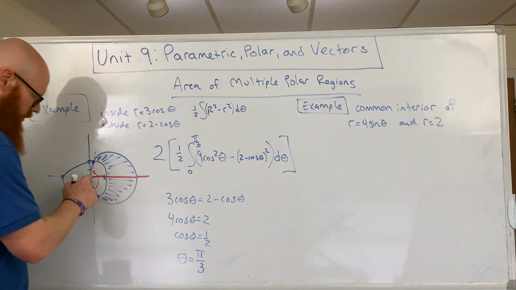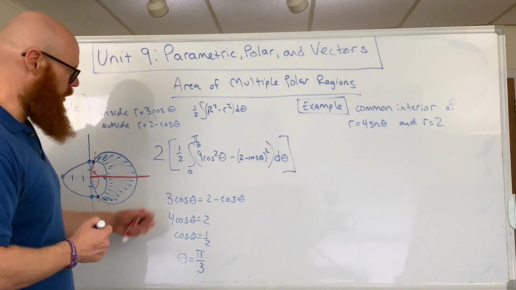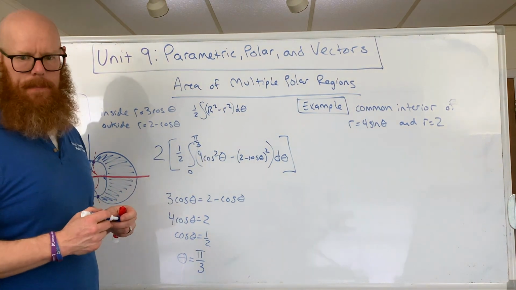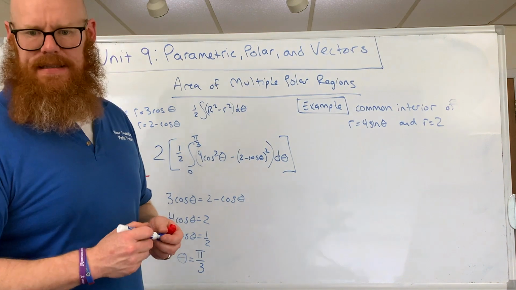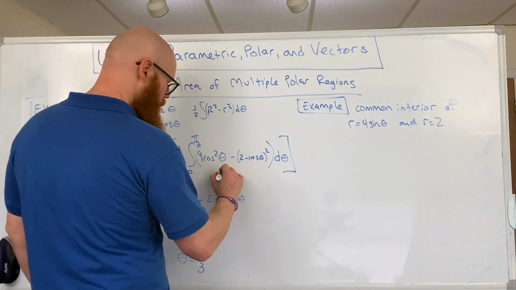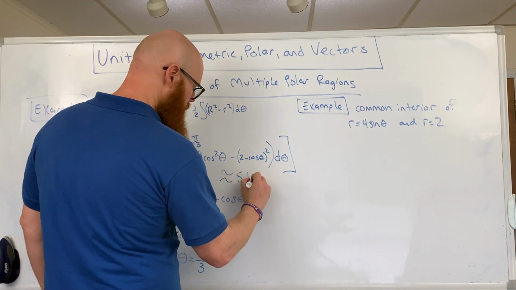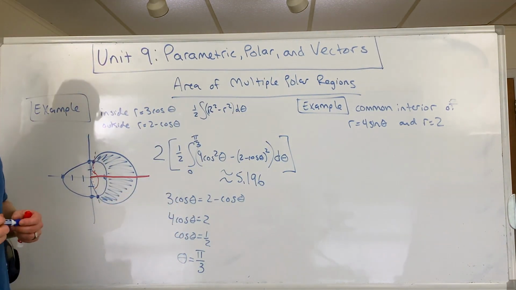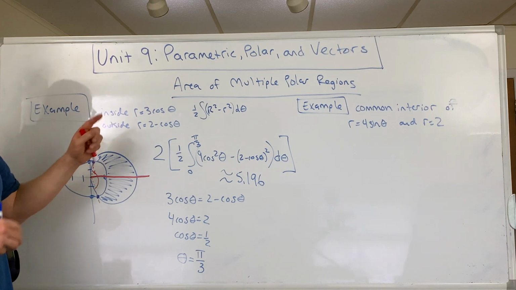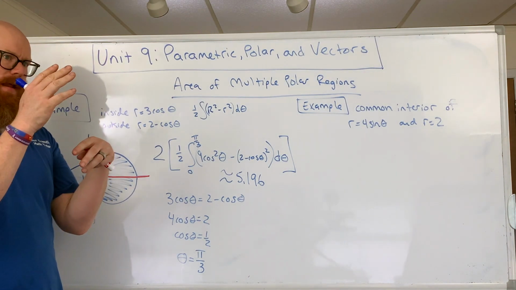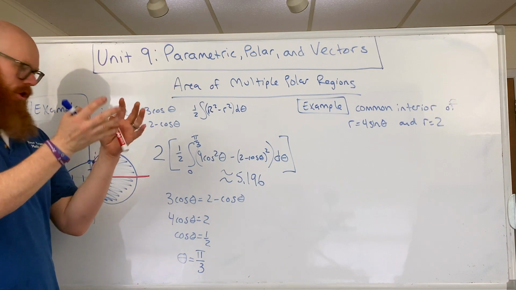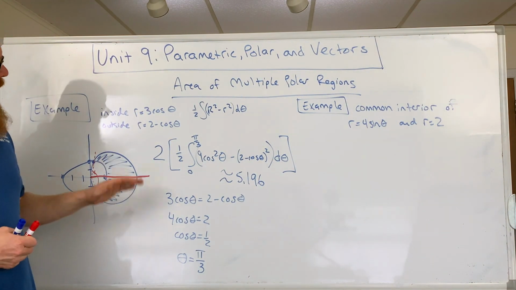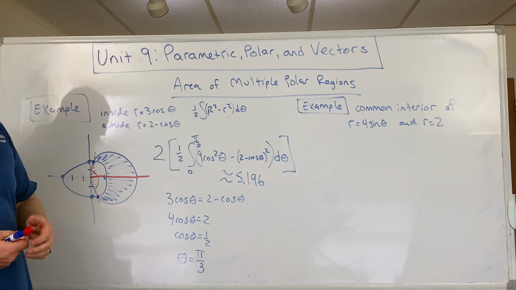It turns out that this one would have been negative pi over 3, so you could have integrated from negative pi over 3 to pi over 3 and not doubled it, but this just makes it a little bit easier. Again, I did this one, and it was about 5.196. So that's how we do the area inside the bigger curve and outside the piece of the curve that's inside of that other curve. You're going to be subtracting them, and they're going to have the same limits of integration.